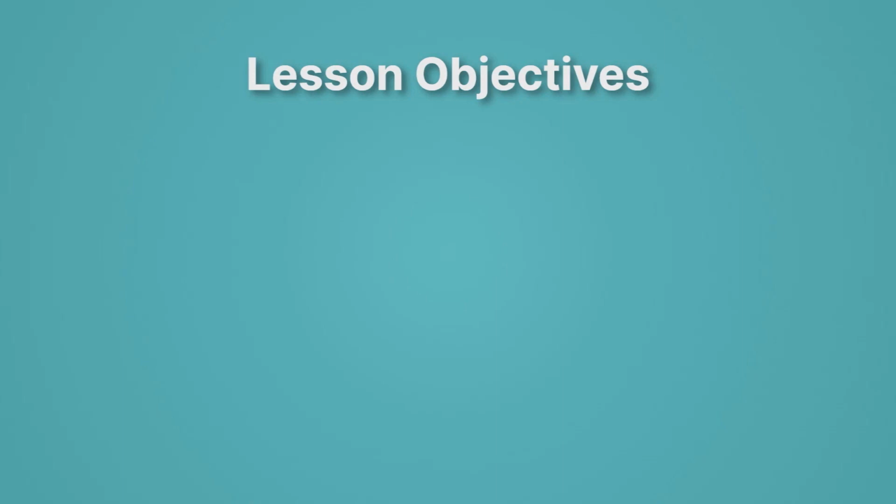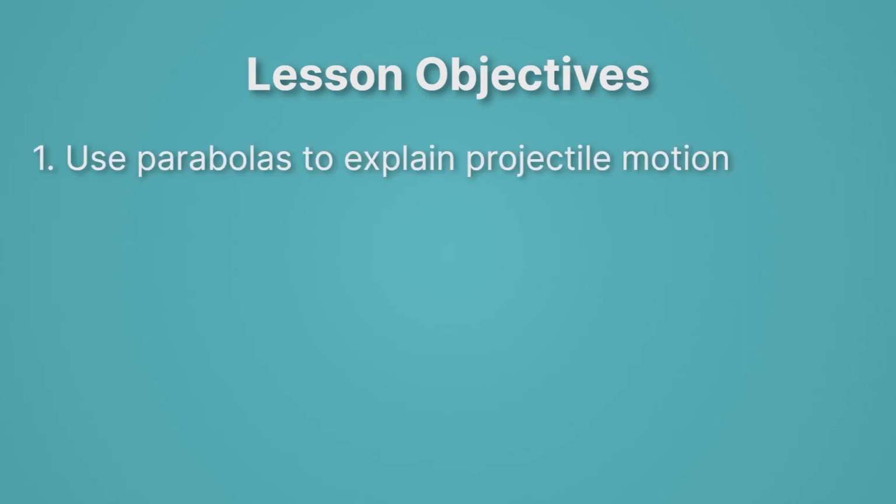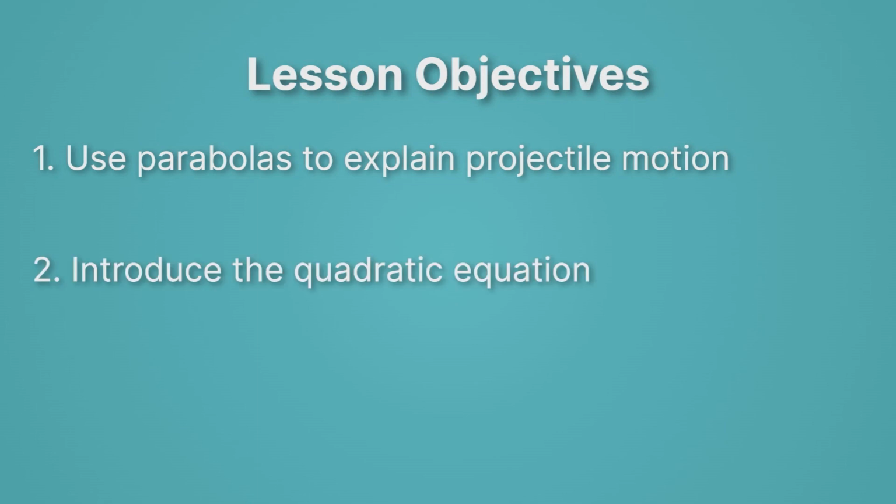Let us begin with our lesson objectives. First, we'll use parabolas to explain projectile motion. It turns out we can map out the path of a projectile with a parabola. Then we'll introduce the quadratic equation. Perhaps you remember this from math class. It allows us to solve for what's called the zeros of a parabola. And that will be used here in our projectile motion.